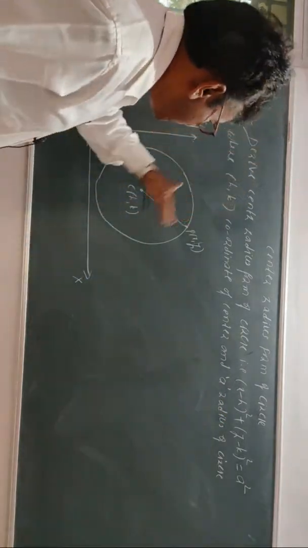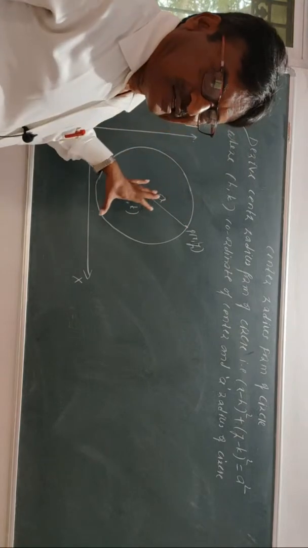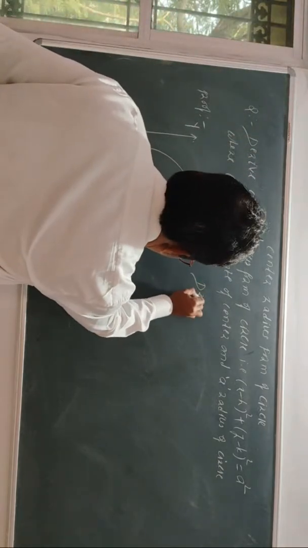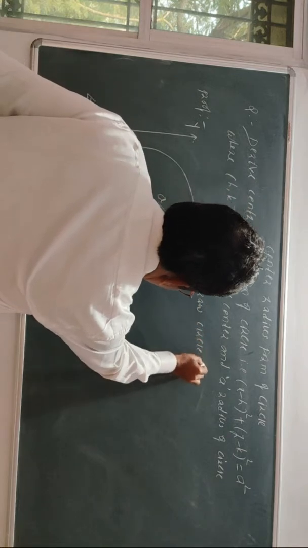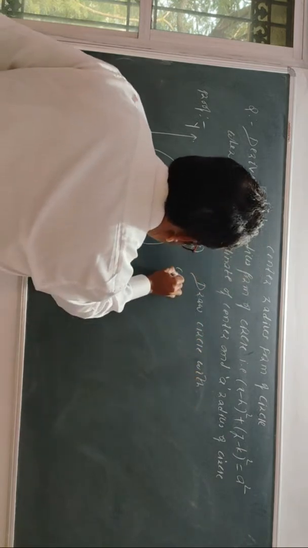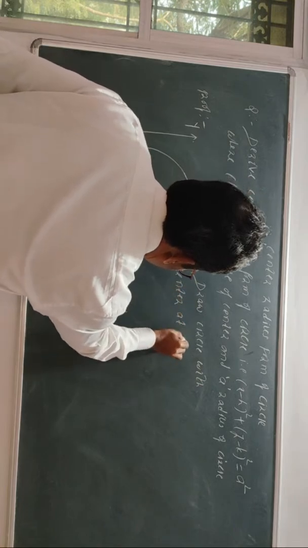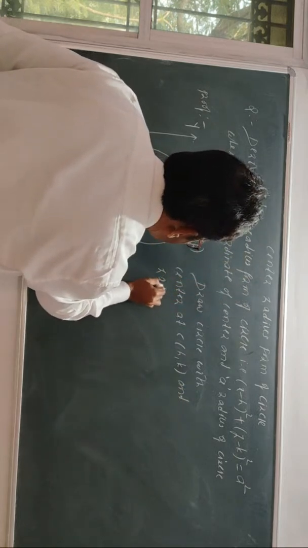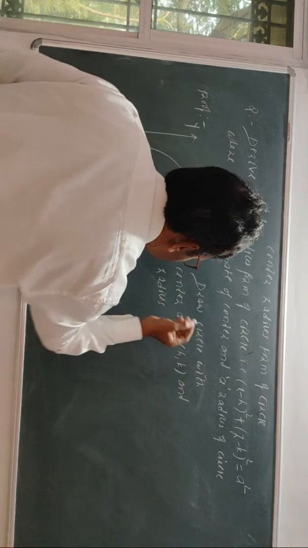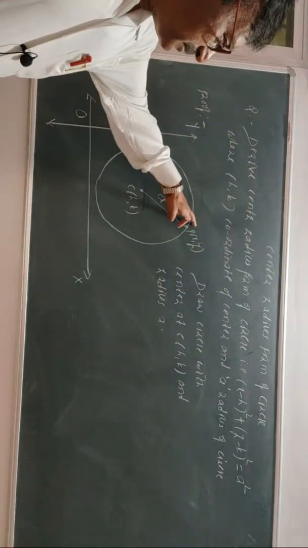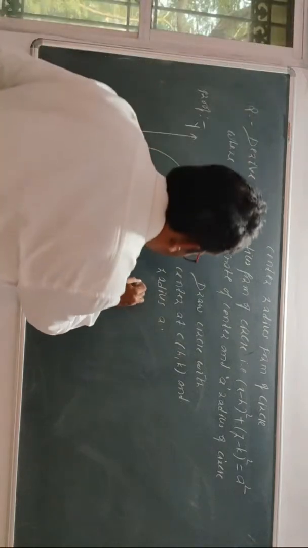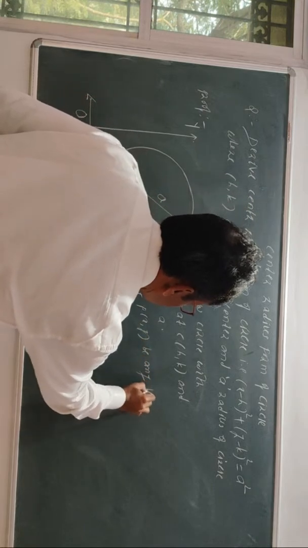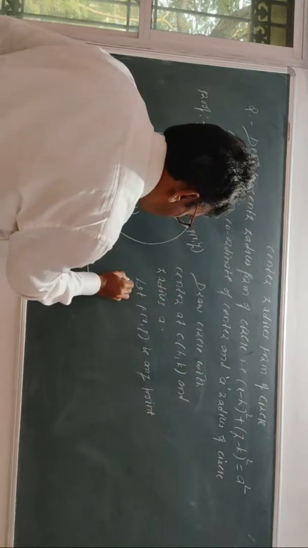So again first we draw the circle, with center at C (h, k) and radius a. So write in proof: draw circle with center at C (h, k) and radius a. This is given. Let P (x, y) be any point on the circle.